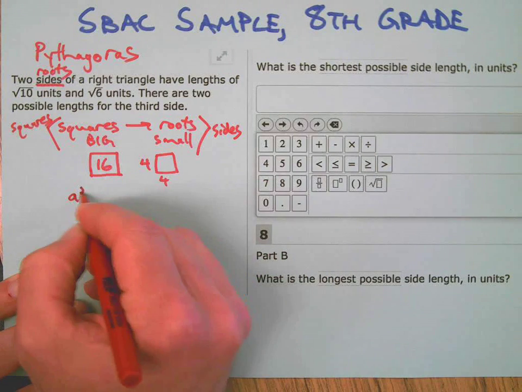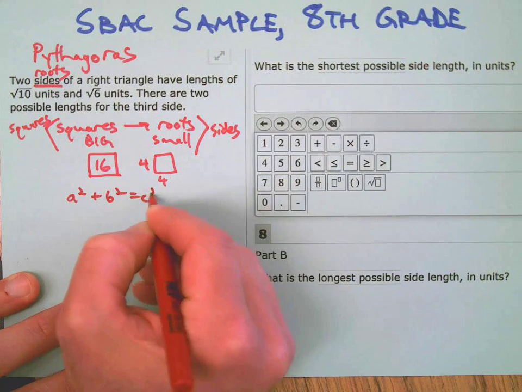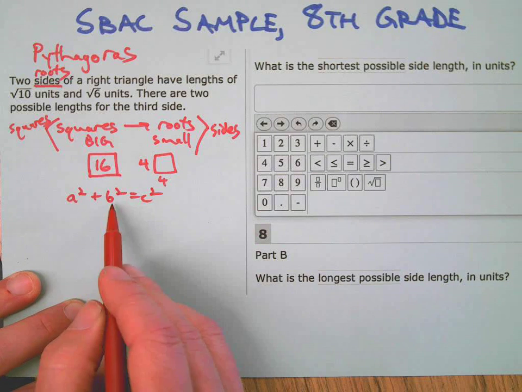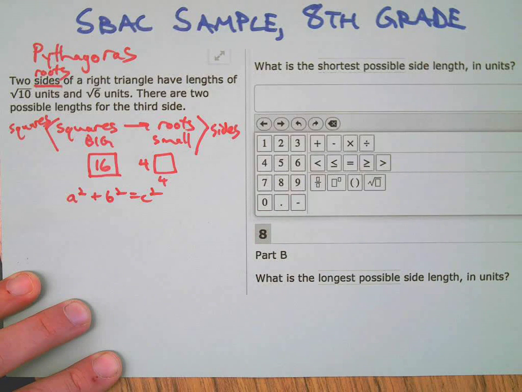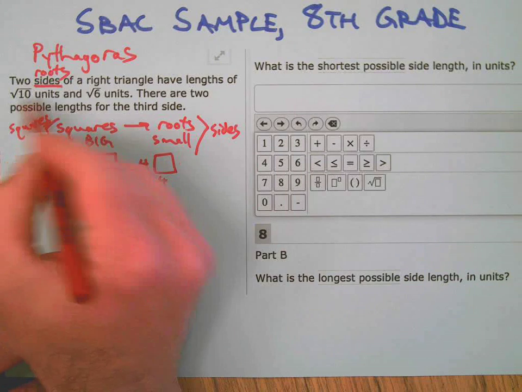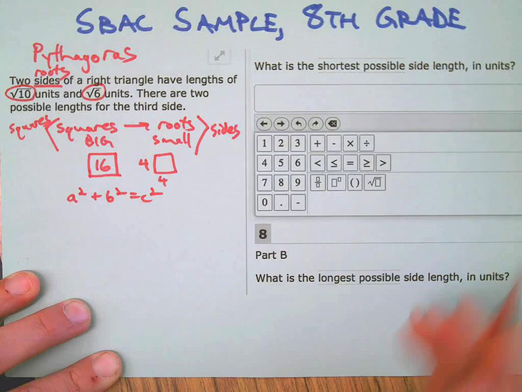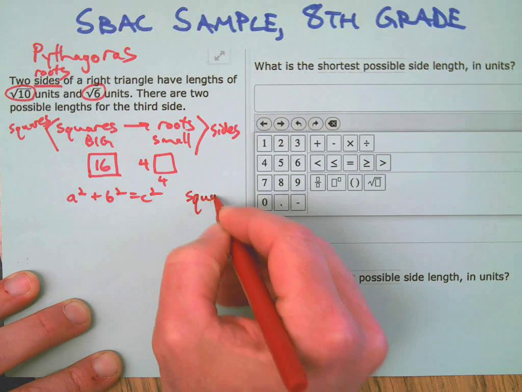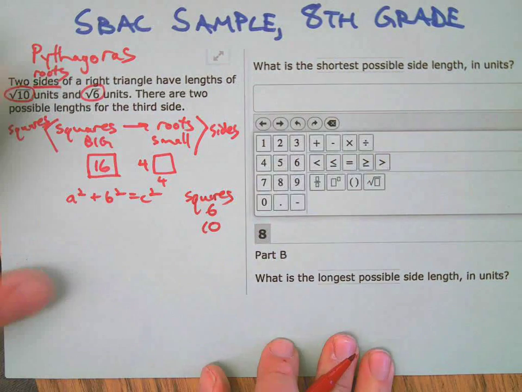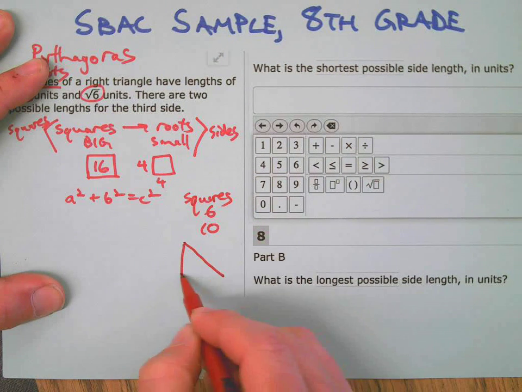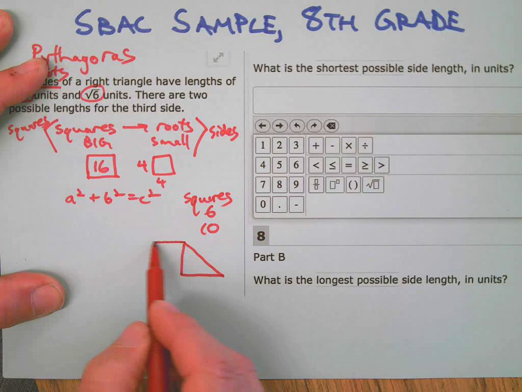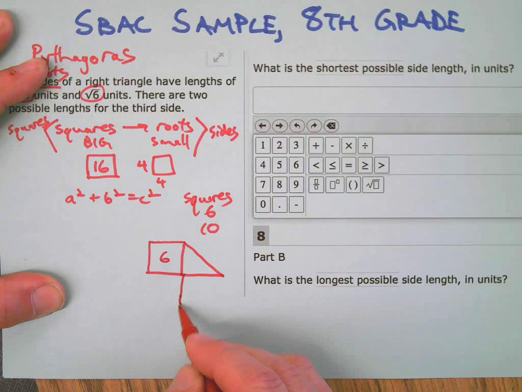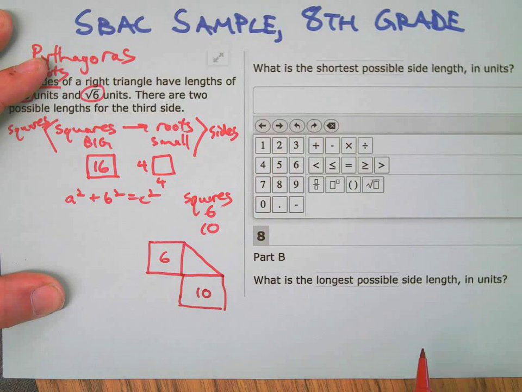Okay? So for this problem, if you remember the Pythagorean Theorem, which says that the squares of the two shorter sides equal the square of the longest side. So these are sides, these are roots. Which means the squares are 6 and 10. Okay? If I drew a model of this, there's two possible things that could happen. I could have a square over here of 6 and a square over here of 10.